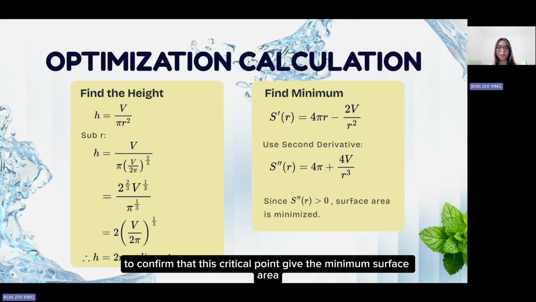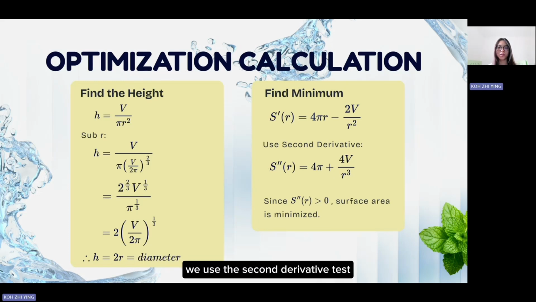To confirm that this critical point gives the minimum surface area, we use the second derivative test. The second derivative is 4π + 4V/r³. Since the second derivative is always greater than 0, the critical point represents a minimum surface area.